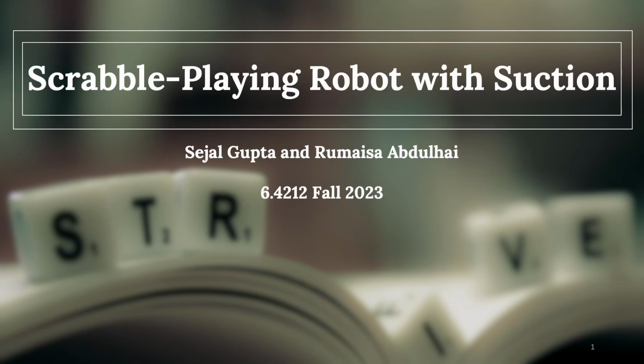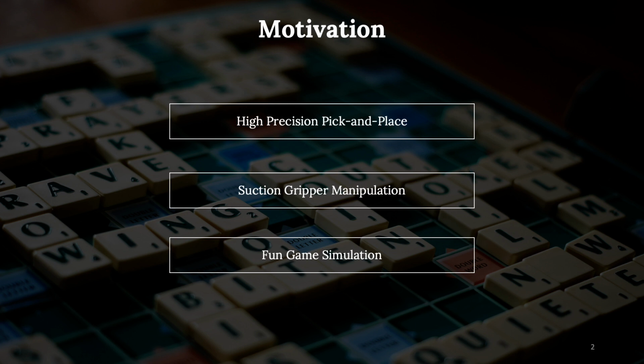We are Sejal and Rumaisa. We implemented a single-player Scrabble-Playing Robot with suction for our robotic manipulation project. We were interested in high-precision pick-and-place, as we were working with small Scrabble tiles which would be difficult to pick up with a two-finger gripper. Also, we were interested in using a suction gripper for our manipulation. Finally, we thought this would be a fun game simulation for our project.